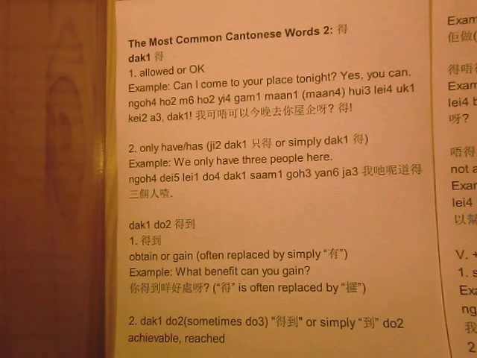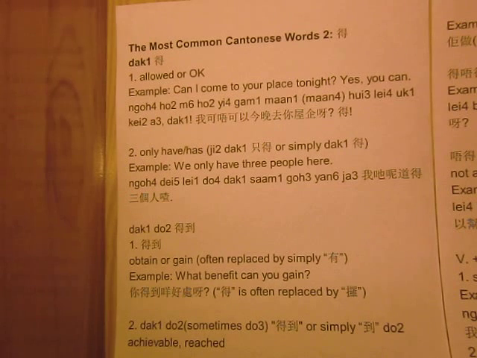So the first meaning of dak by itself, I'm talking about the single word dak, is allowed or okay. And the second meaning is that there are only a few things, which means only have or only has. So for example, can I come to your place tonight?